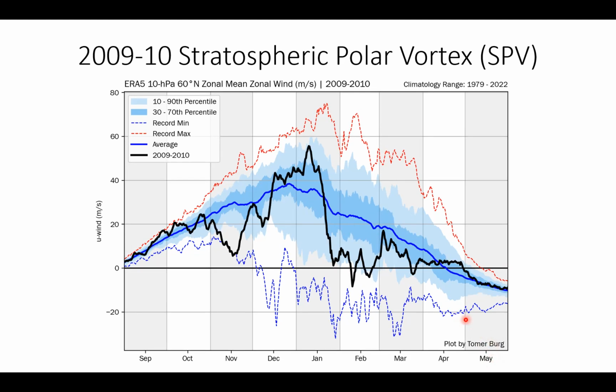The 2009-2010 stratospheric polar vortex, let's take a look at the zonal mean zonal winds at 10 hectopascals or 60 degrees north latitude.